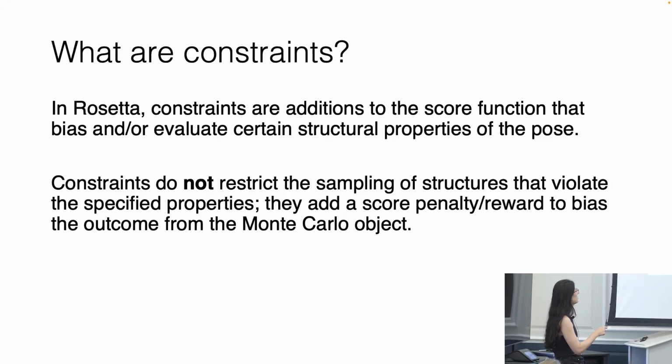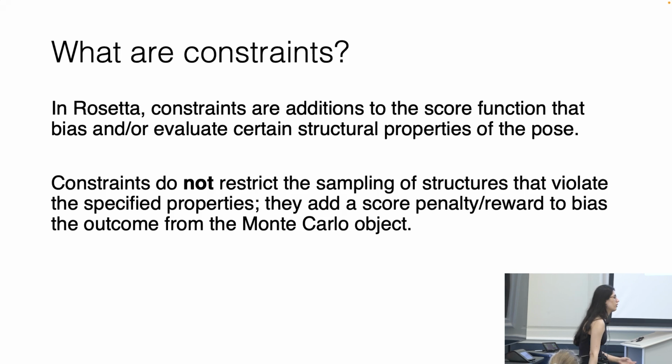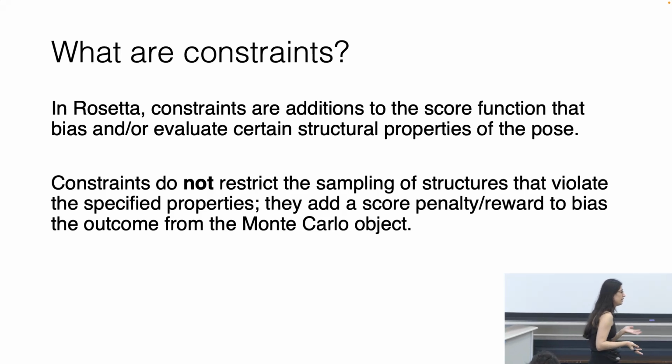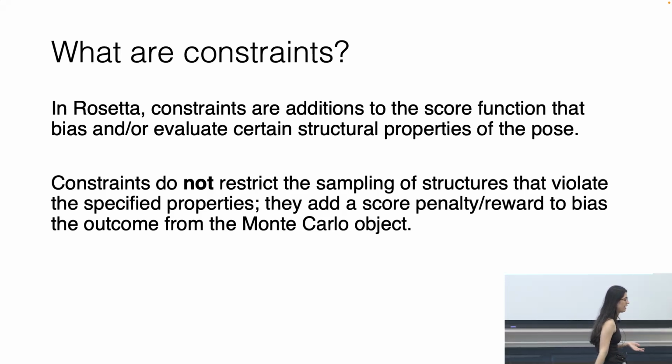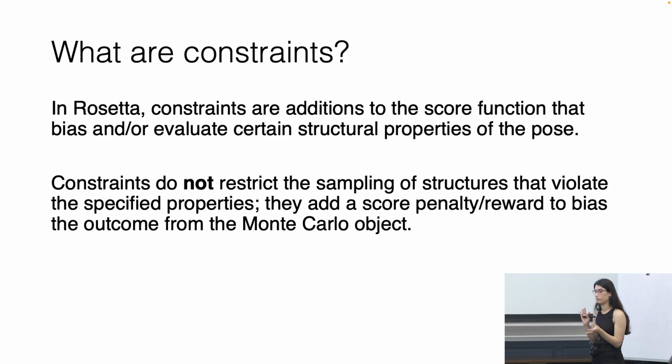So constraints do not restrict sampling of structures that might violate these properties. They just make it so that it is very much not preferred to violate the specified properties. So you're still sampling randomly, and the randomness that is contained in your protocol is much more biased, and you're still minimizing over energy.